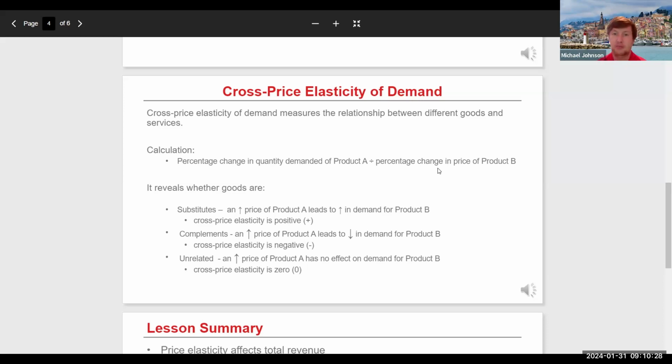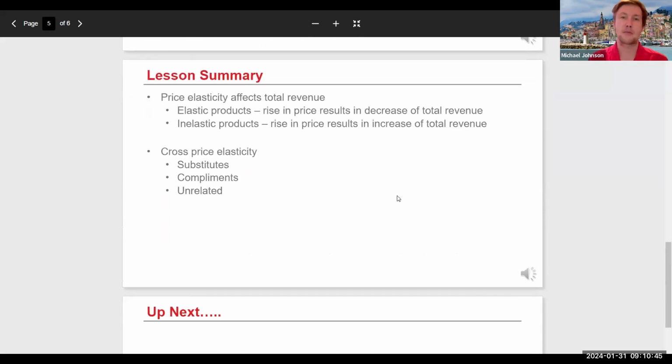Substitutes: an increase in price of product A leads to an increase in demand for product B. Cross price elasticity is positive. Complements: an increase in the price of product A leads to a decrease in demand for product B. Cross price elasticity is negative. Unrelated: an increase in price of product A has no effect on demand of product B. Cross price elasticity is zero.